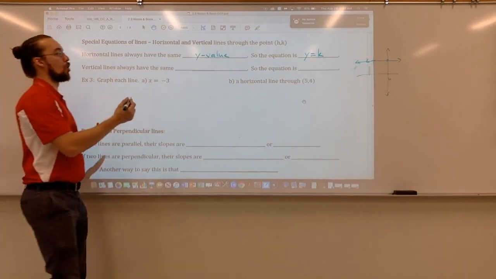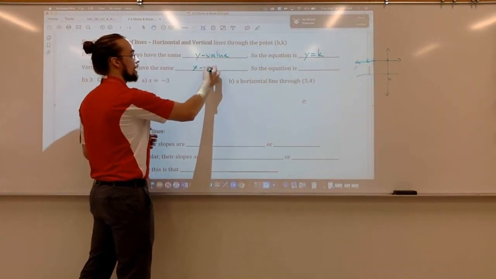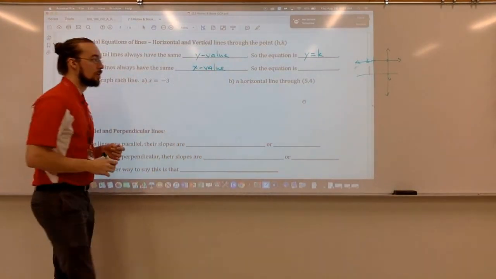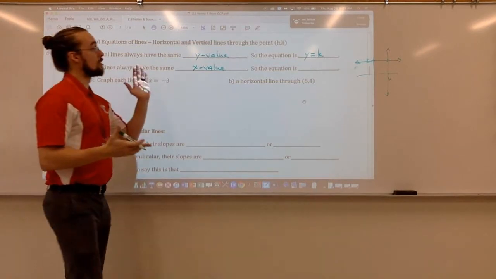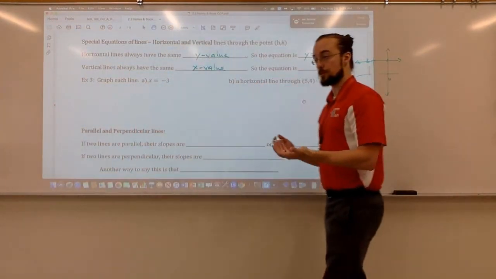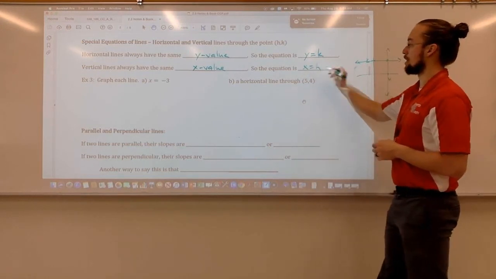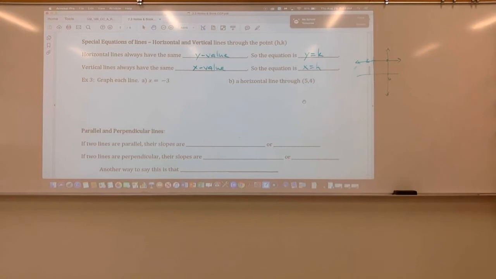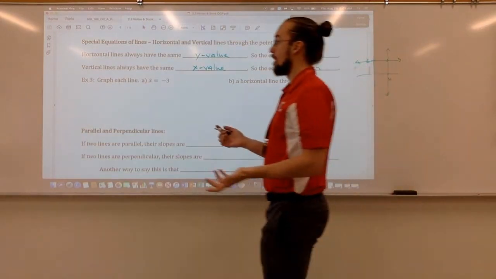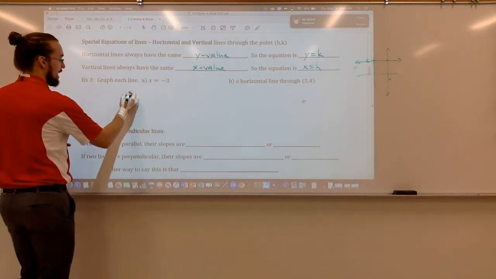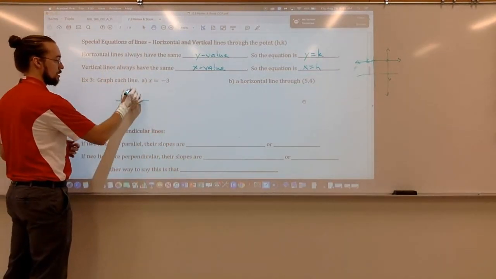Vertical lines then always have the same x value. So the equation of any vertical line is x equals whatever that x value is. In this case, we'll say it's h. Okay. So, if we want to graph these lines, what does the line x equals -3 look like?